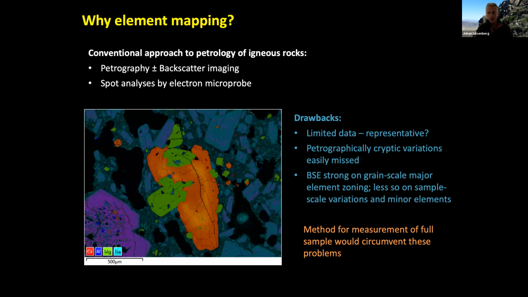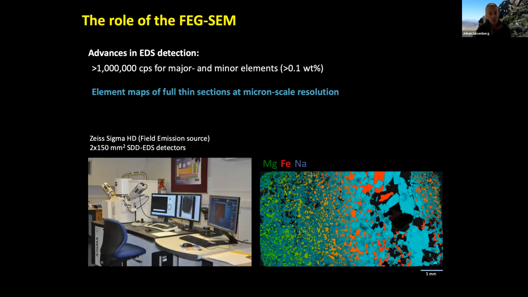So if we had a method for measuring the full inventory of an entire sample, that would be really handy. It would circumvent all of these problems and allow us to reconstruct full igneous histories, and that's where element mapping comes in. Advances in EDS detection have now led to systems where you can generate more than 1 million counts per second for the combined major and minor elements, essentially anything in excess of about 0.1 weight% in concentration.